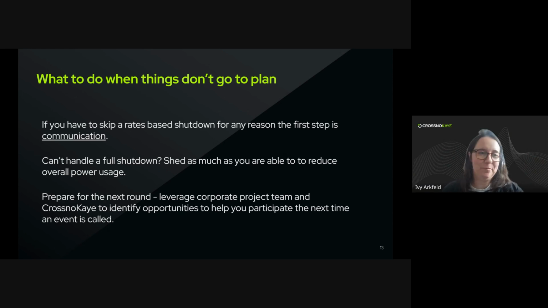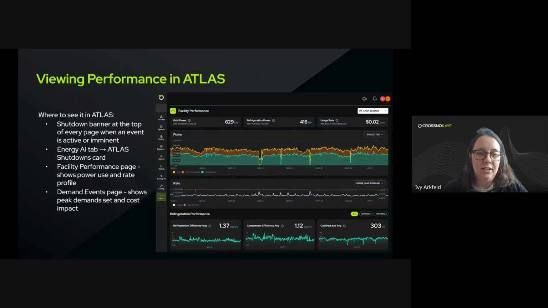Communicate, communicate, communicate. And if you're curious about how to actually see your performance in Atlas and especially your rates, first off, if you're called for a shutdown, you're going to have the shutdown banner at the top of every page in Atlas that tells you that an event is active or upcoming. It's going to tell you the time and why it's happening. In the Energy AI tab, you're going to have the Atlas shutdowns card that shows you what upcoming shutdowns you have.